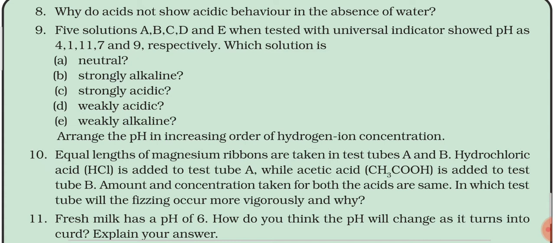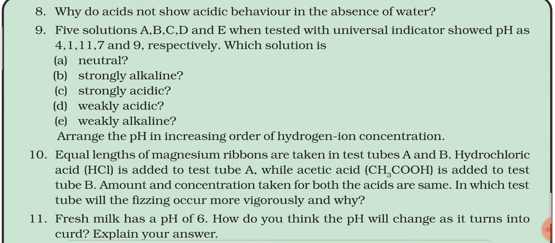What this question is saying is that you have to take two test tubes and mark them as A and B, and in test tube A you have to take hydrochloric acid, and in test tube B you have to take acetic acid. Like we have already discussed, hydrochloric acid is an example of a strong acid, whereas acetic acid is an example of a weak acid.